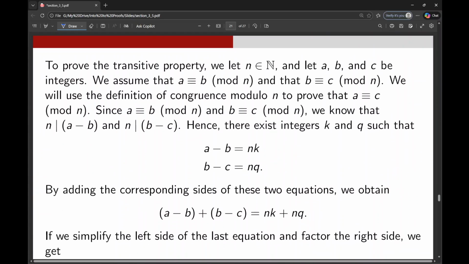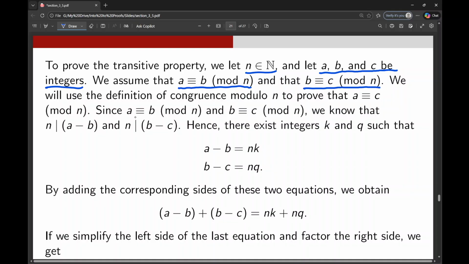Now the transitive property is going to be a little more similar to your homework because it has a longer hypothesis. So you've got to let n be a natural number, and a, b, and c be integers, and then assume the hypothesis: a is equivalent to b mod n, and b is equivalent to c mod n. And that's what I'm trying to show.